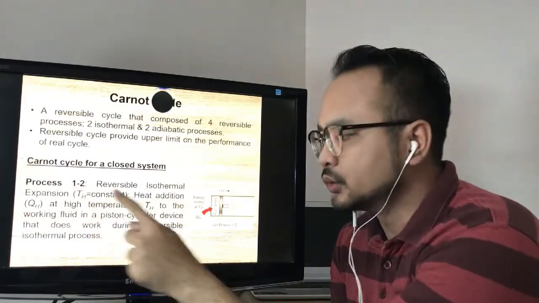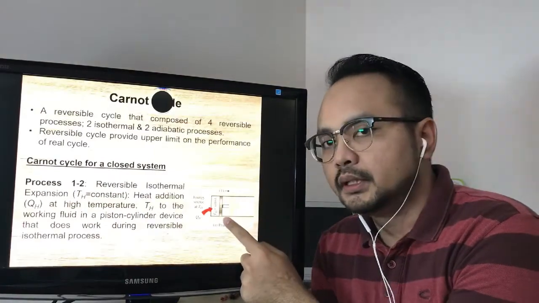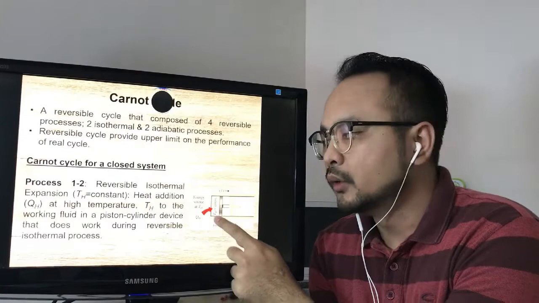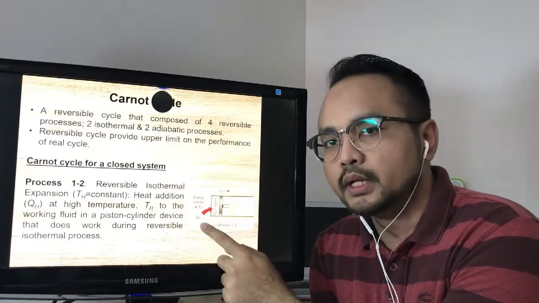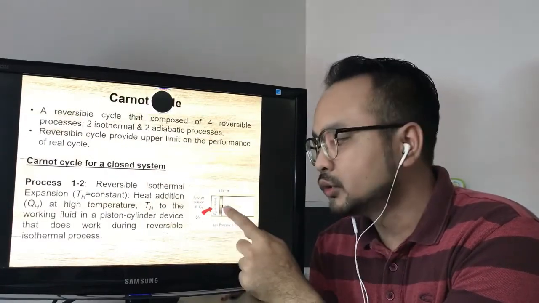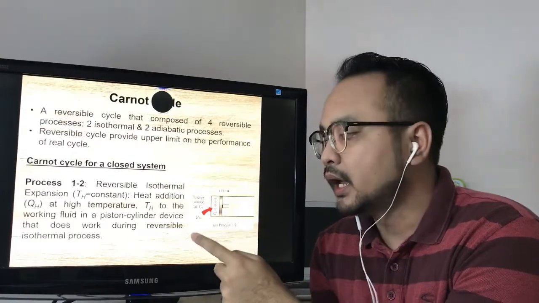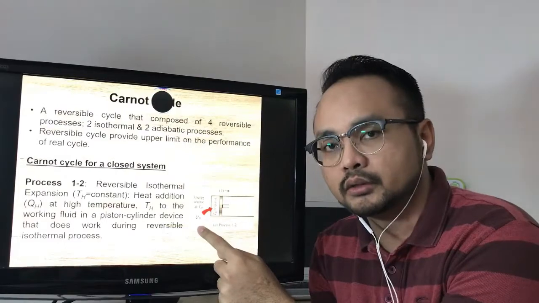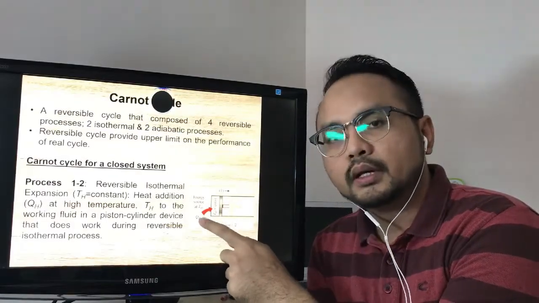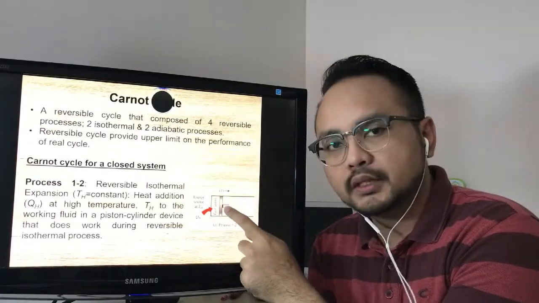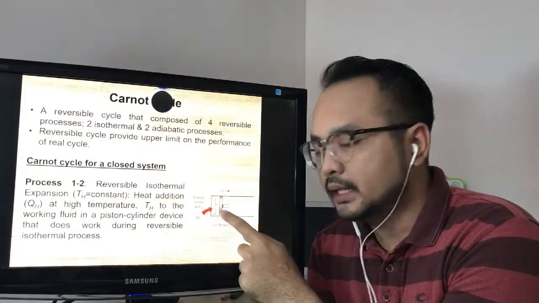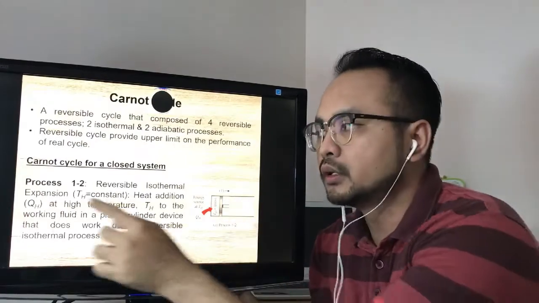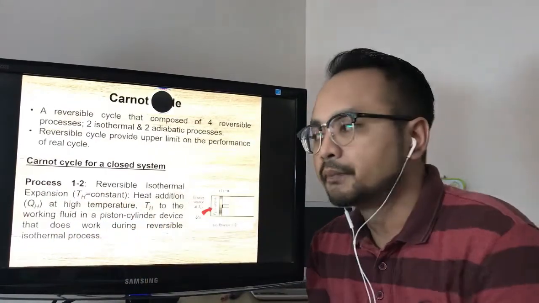From process 1 to 2, we can see here the piston is at position 1, and the surroundings of this piston cylinder, we call it the energy source, will provide heat into the piston cylinder system. The heat transferred into this piston cylinder we label as QH. At this stage, even though the heat is channeled into this piston cylinder, the TH inside it is constant, it is not changing. So that is why we call process 1 to 2 isothermal.